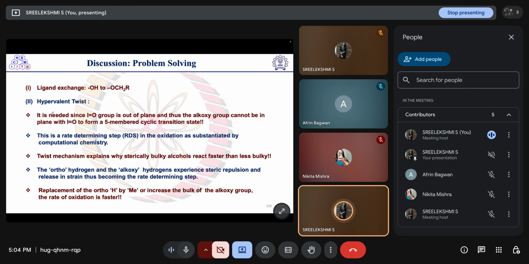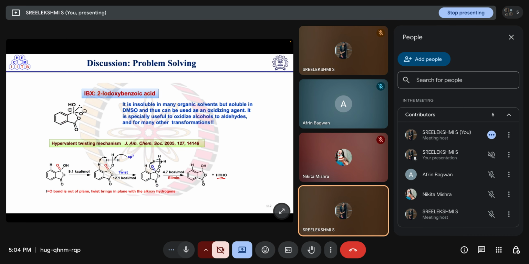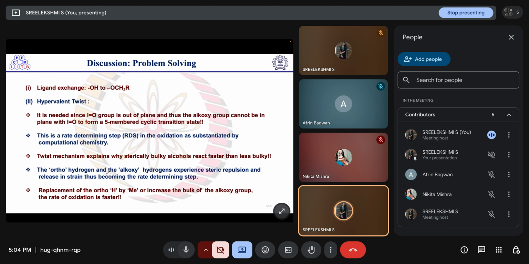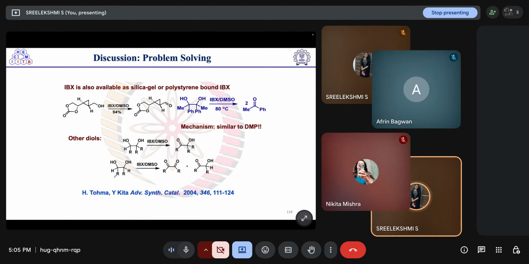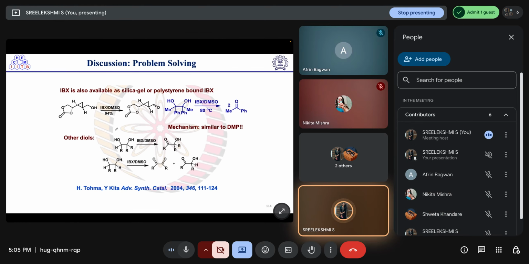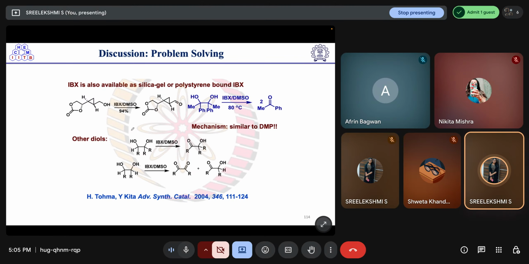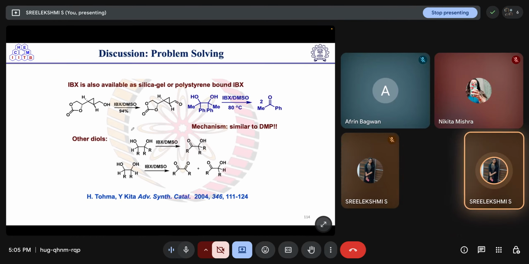As we saw in the mechanism, since this I double bond O group is out of plane, the alkoxy group cannot be in plane with the I double bond O to form a 5-membered cyclic transition state. Here it is not possible to form a 5-membered transition state in this intermediate, so this basically goes through a twist type of mechanism. I am not going into any detail because we have already seen this in the lecture. Other forms of IBX include silica gel supported or polystyrene bound iodoxybenzoic acid.